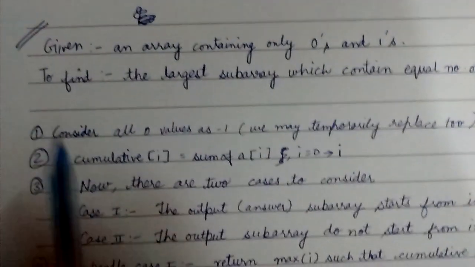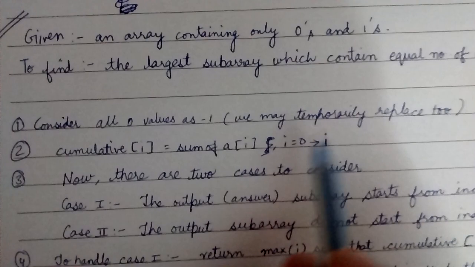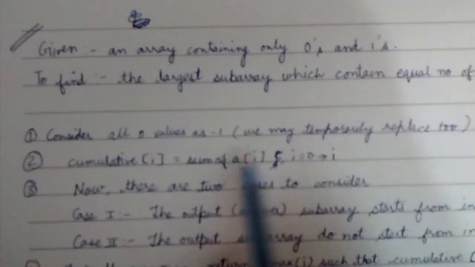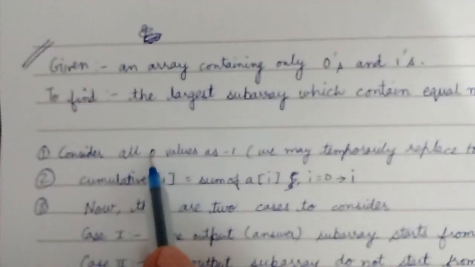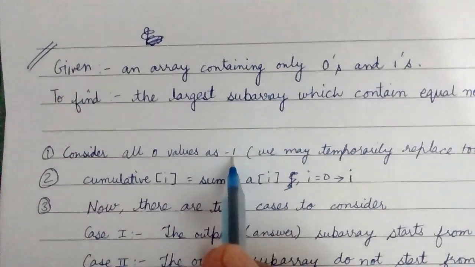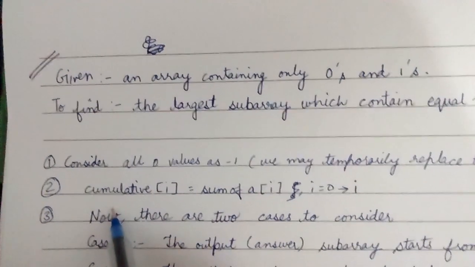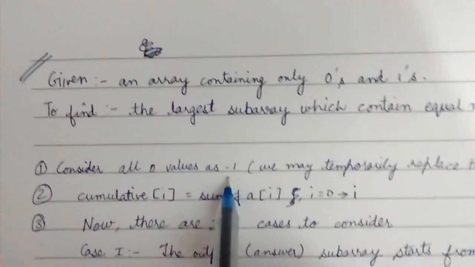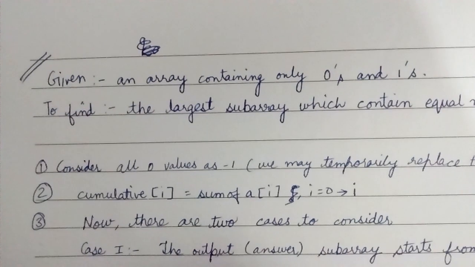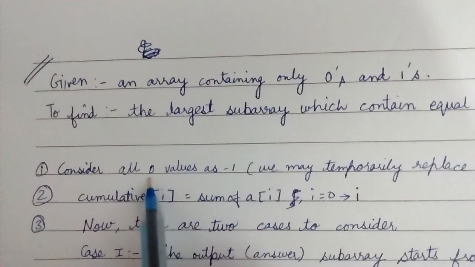So what is the first step? We consider all zero values as -1. We temporarily replace them, so we just replace all the zeros in the array by -1. We will see next why we do it, but we do this. We replace all zeros by -1, and finally when we are done with solving the problem, we revert the -1s to zeros. So this is the first step.